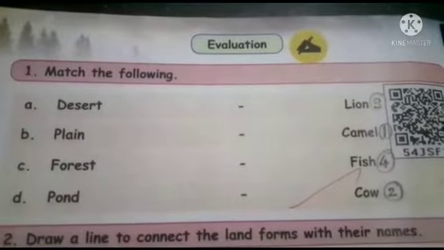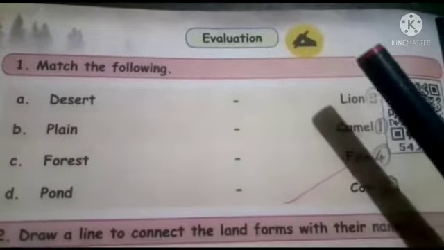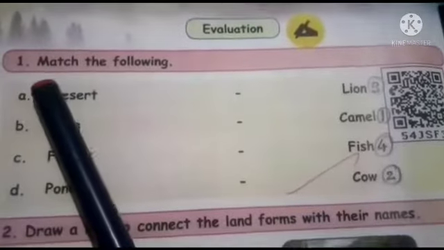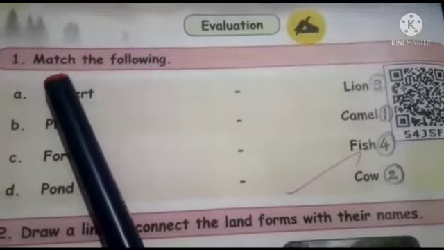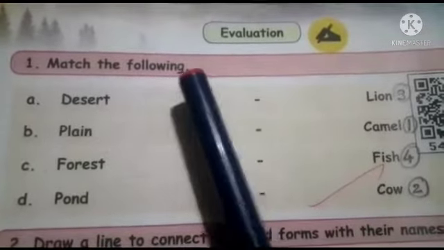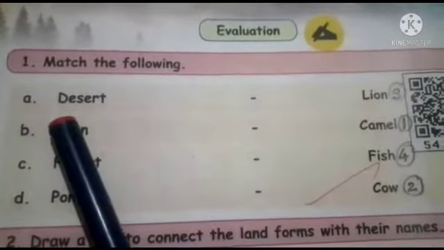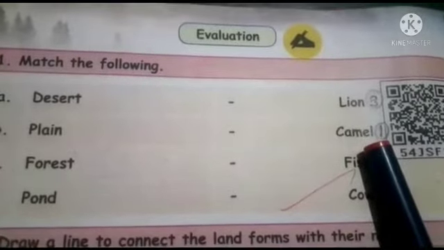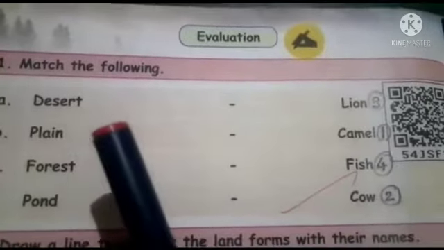Children, next we are going to learn about evaluation. Okay, evaluation. First exercise, match the following. First one, desert. What answer, children? Camel. Okay, ship of the desert, camel. So desert answer camel. Number one, put it.